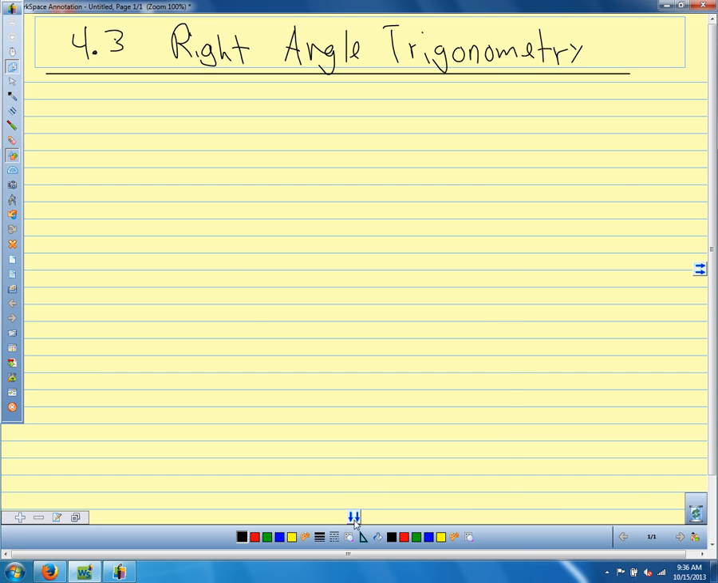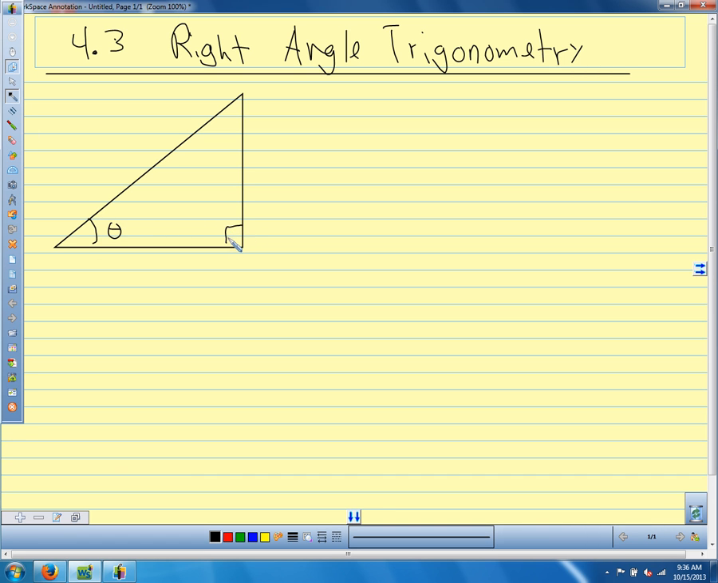So let me draw a right triangle here. And we'll call this angle theta. And this is our right angle. This should all be fairly familiar. We're going to label our triangle. This side is the hypotenuse. We're talking about this angle theta, so we call this the adjacent side, and this side the opposite side. And we're going to talk about our sine, cosine, and tangent based on this triangle.